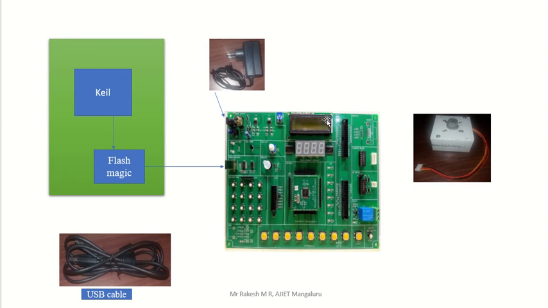Here we have an LCD screen, where the baud rate is shown automatically after switching on this device. That means after connecting your USB cable to this device, automatically in the LCD screen we get the baud rate of this device. It is normally 9600.